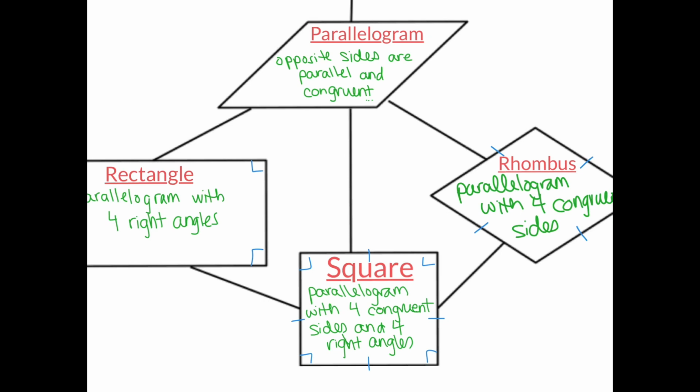The final and most specific type of parallelogram is the square. And notice all of the lines coming to the square is because the square has both the rectangle properties and the rhombus properties. And it is, by definition, a parallelogram, so it has opposite sides parallel, congruent, all of those 5 properties that parallelograms have, but it also specifically has the right angles, like the rectangle, and the 4 congruent sides, like the rhombus. So all of the properties that apply to a rhombus will apply to a square, because every square is a rhombus by definition, and every square is a rectangle by definition.